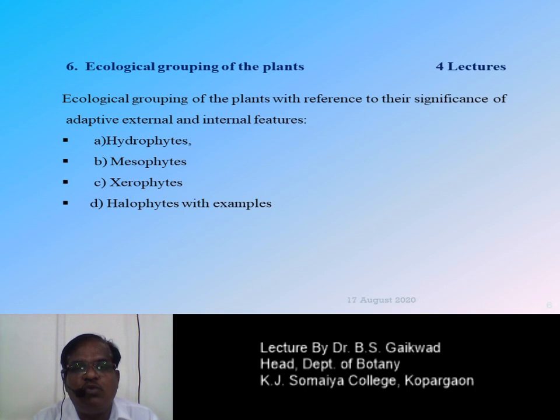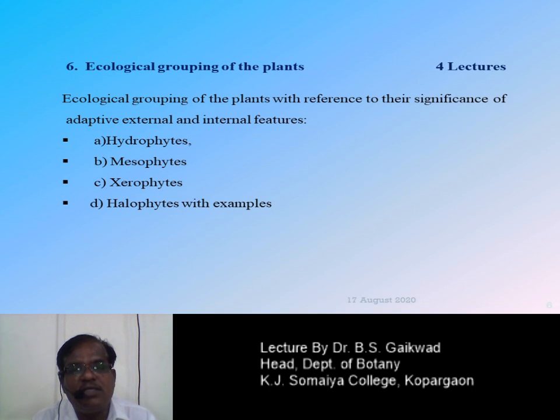Then mesophytes. The next group of the ecological grouping of plants is the mesophyte. Mesophyte is the group of plants which are found in a moderate supply of water. That is, the water is neither less nor more. In this moderate supply of water, the group of plants that survive are known as the mesophytes.